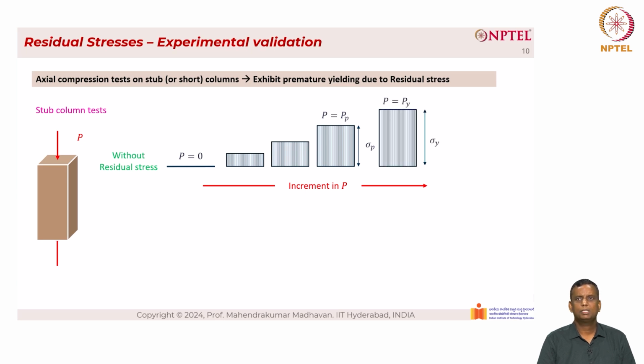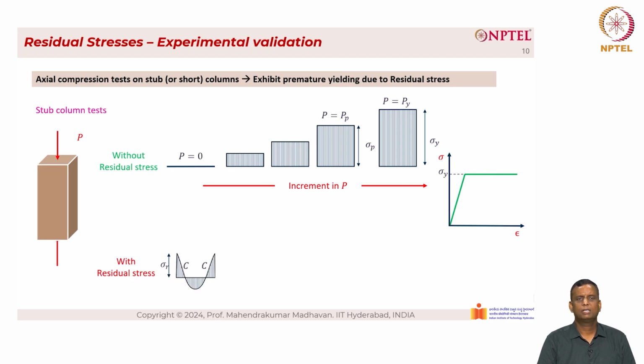When P equals P sub Y, which means that it has reached the yield load, the stress corresponding to that is equal to sigma Y, which is the yield stress. So when we plot the stress versus strain, we get a bilinear stress strain curve, as you can see from here. Now let us look at the condition with residual stresses.